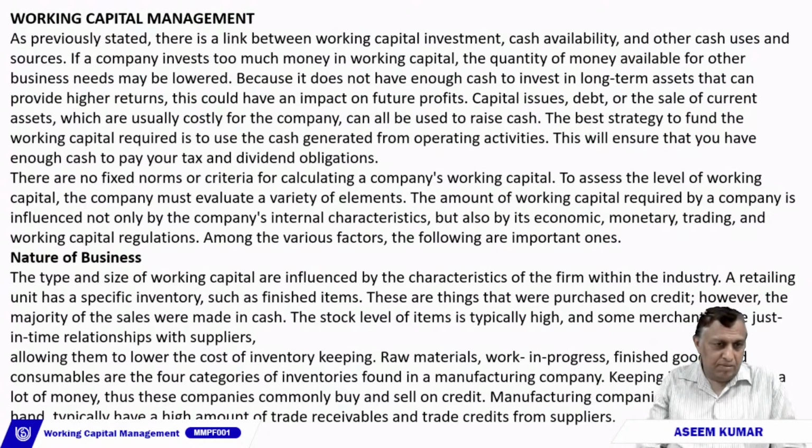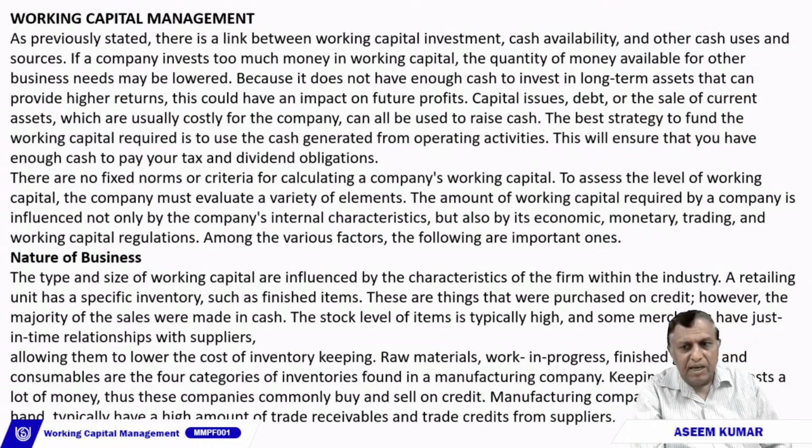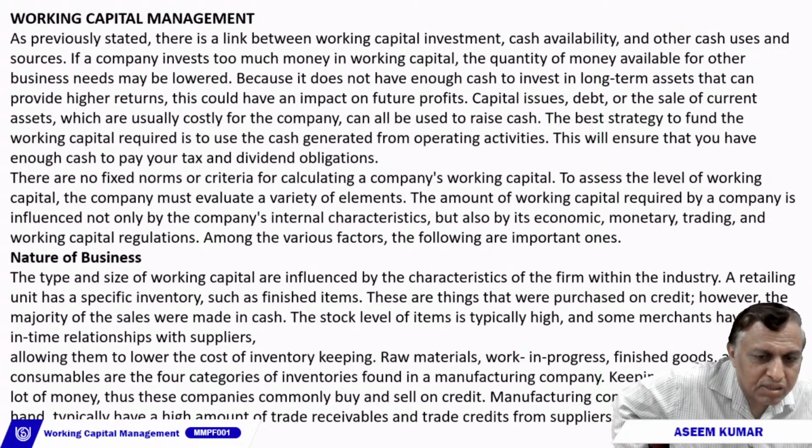Nature of business. The type and size of working capital are influenced by the characteristics of the firm within the industry. For example, a retailing unit has a specific inventory, such as finished items. These are the things that were purchased on credit. However, the majority of the sales were made in cash. The stock level of the item is typically high, and some merchants have just-in-time relationships with suppliers, allowing them to lower the cost of inventory keeping.